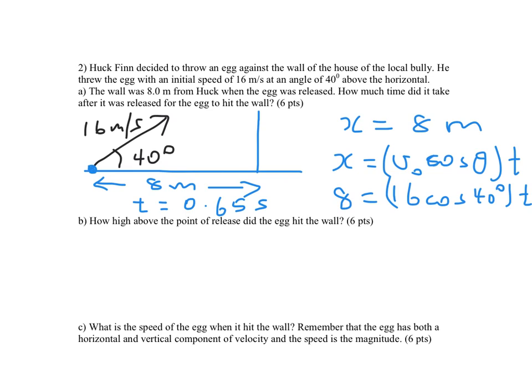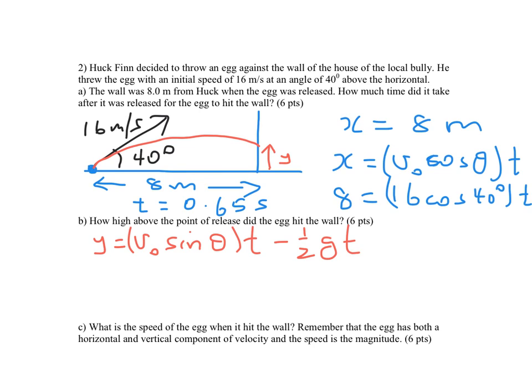Okay, now they ask how high above the point of release did the egg hit the wall? So basically they're asking, right, this is the trajectory of the egg, and they want to know how high above the point of release. So they want to know the y value, in other words. So another of those equations of motion, when you look at the y motion, one of the equations is y is equal to v naught sine theta times t minus 1/2 gt squared.